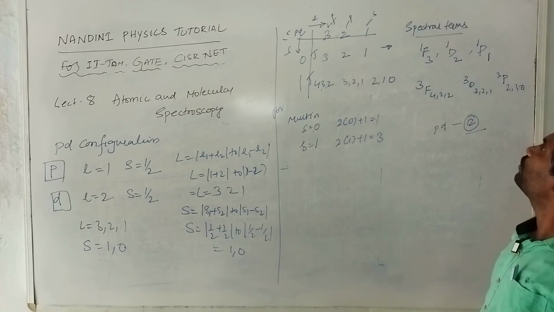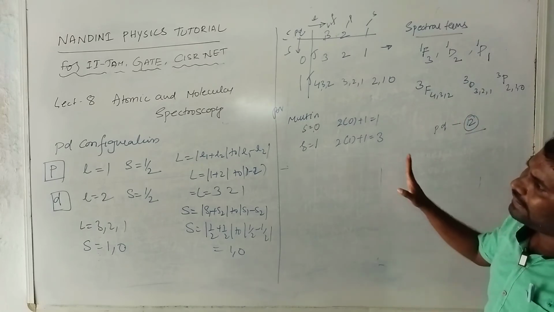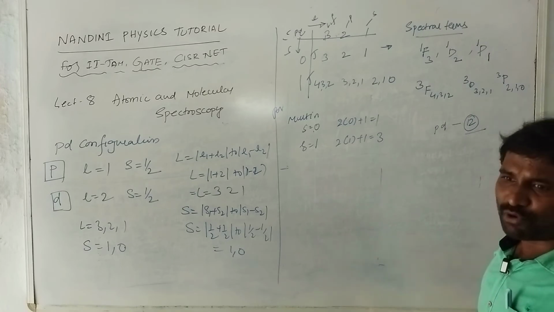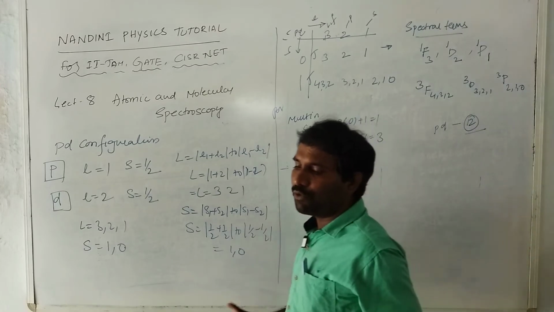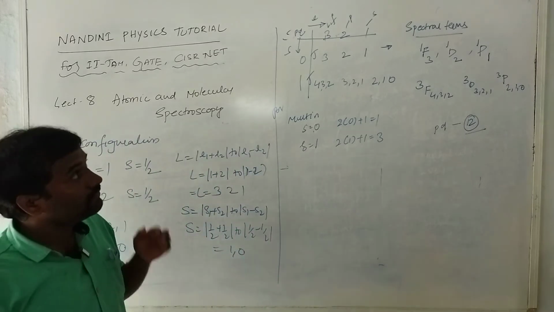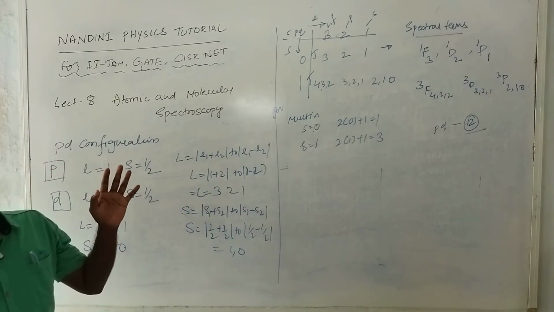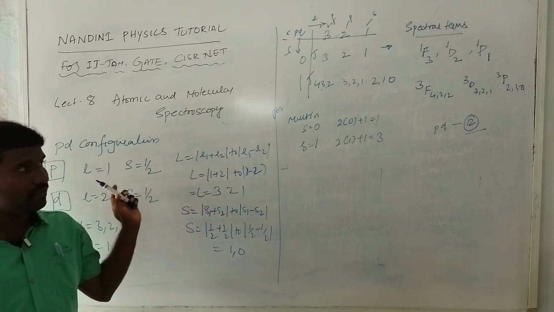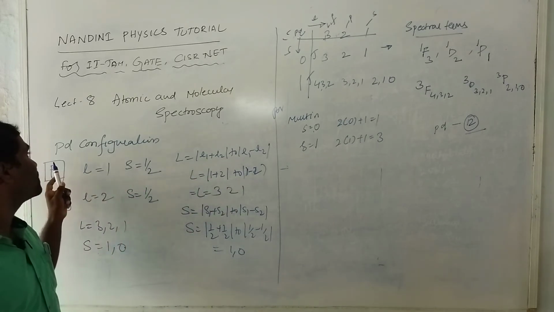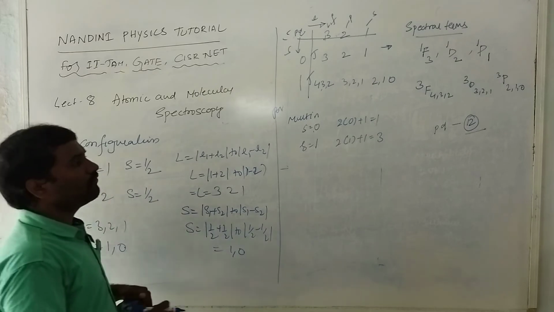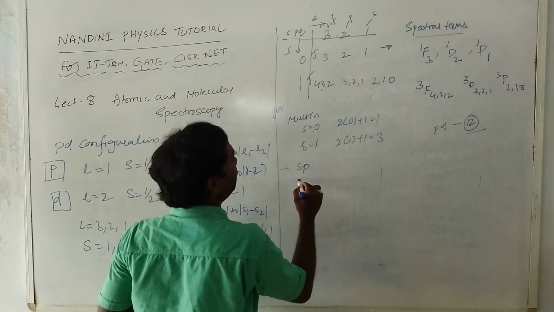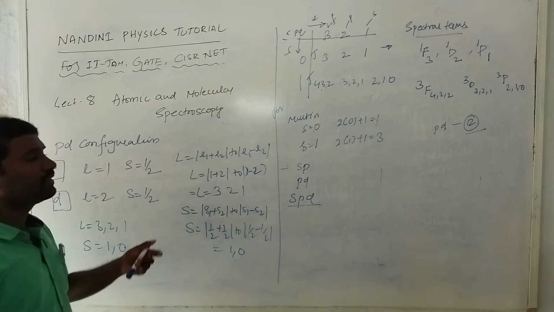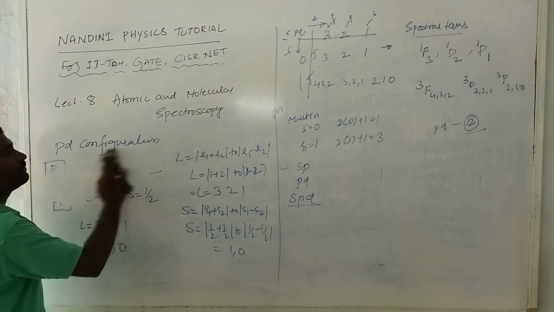So using this process you can identify any type of configuration. This is one technique. Right now I will take the third configuration. First I told SP and PD configuration, now I will consider SPD configuration.